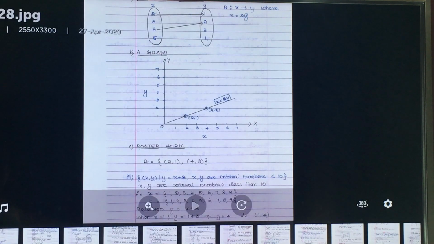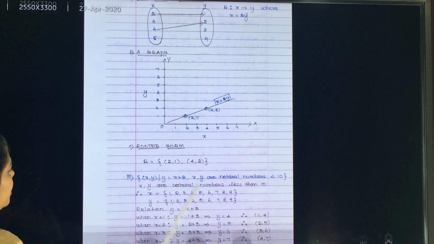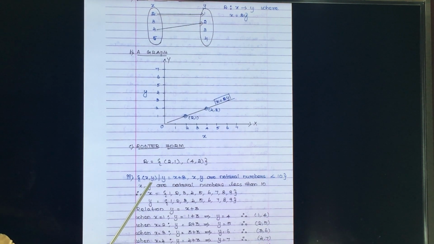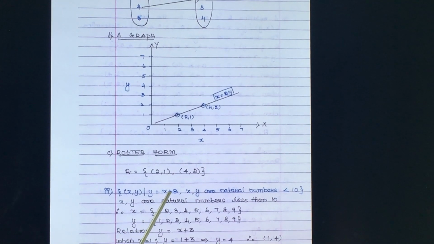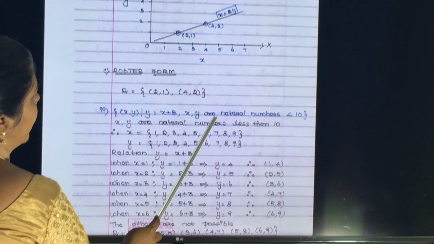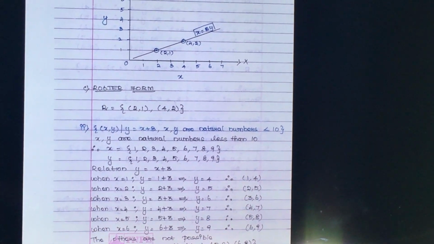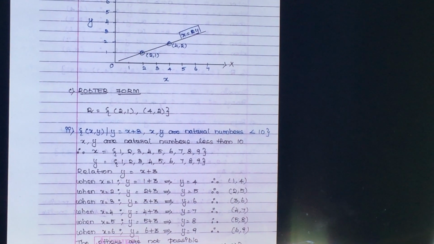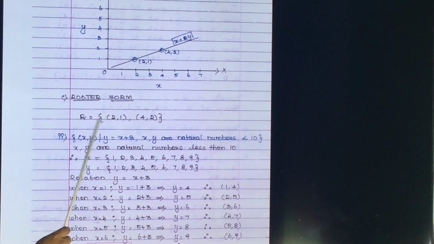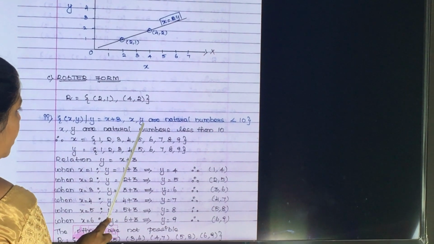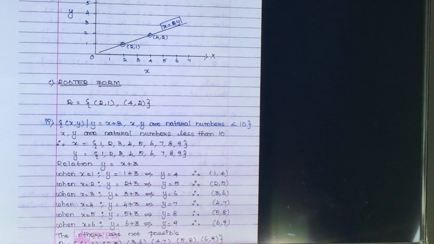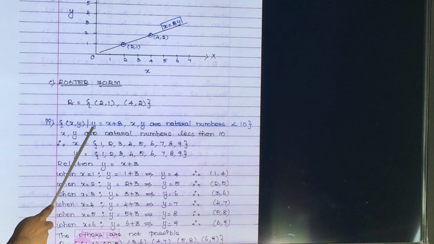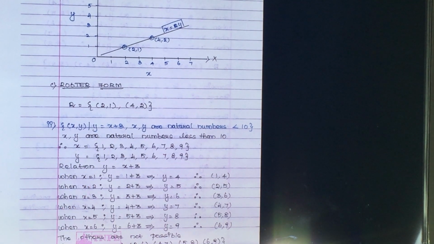Now, for the same sum, we are going to see another subdivision, that is {(x, y): y = x + 3}, where x and y are natural numbers less than 10. So here both x and y are going to be natural numbers which are less than 10. And the relation given here is y equals x plus 3.